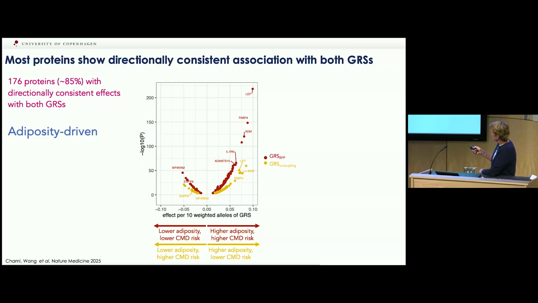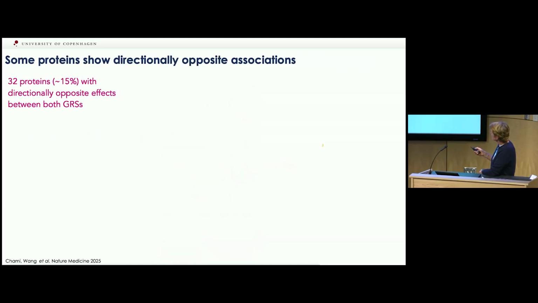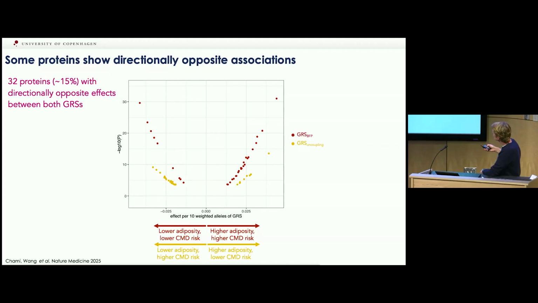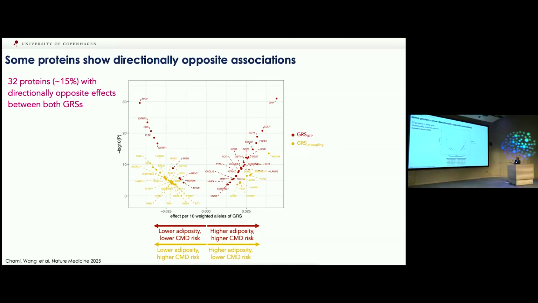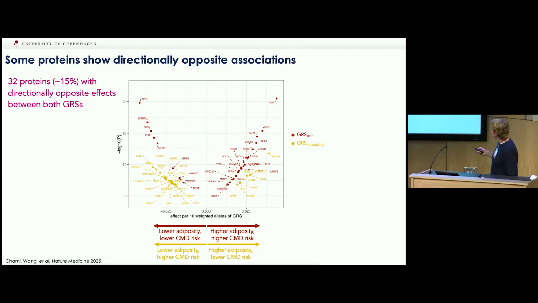What about the 15% others? There are about 32 proteins that are actually going in the opposite direction. So they will show up here in the red dots, but here on the yellow dots, and on this side on the red dots, and here on the yellow dots. For example, growth hormone receptor, LDL receptor, ApoF, FGF21. Too much data to really go into the detail right now, but for us, it suggests that they're not driven by adiposity as such, because then they would lie on the same side, but now they lie on the other side. What could explain this is that they're driven by the health status, the cardiometabolic health status.